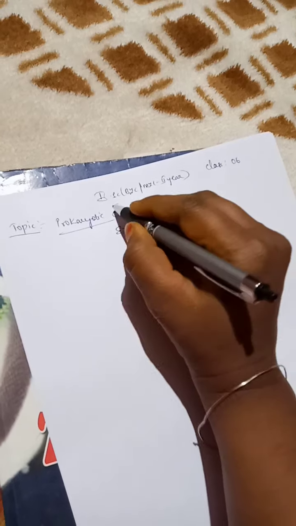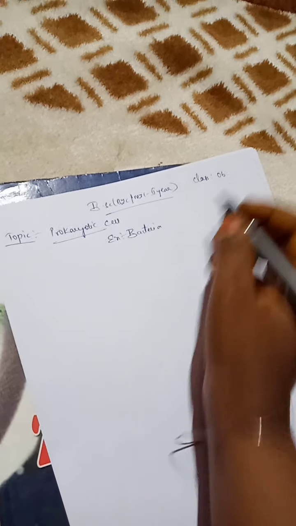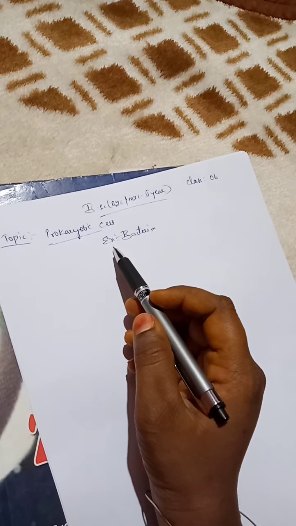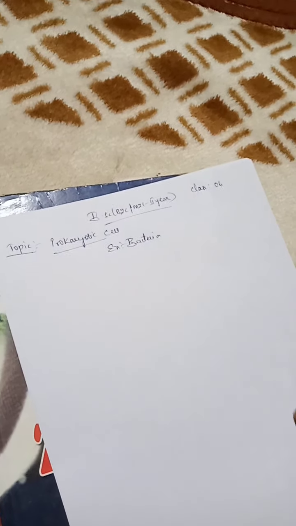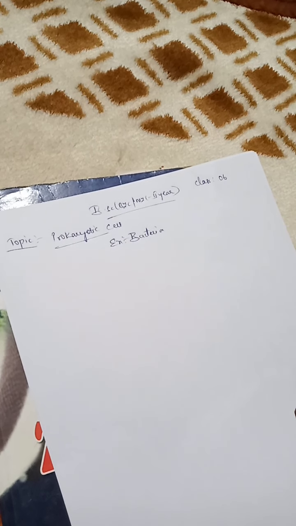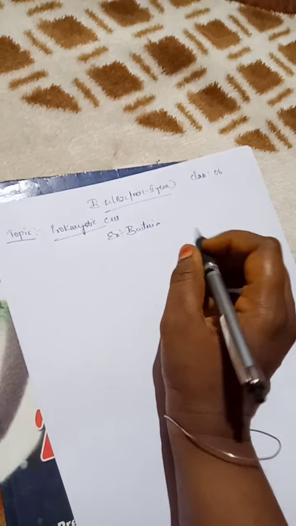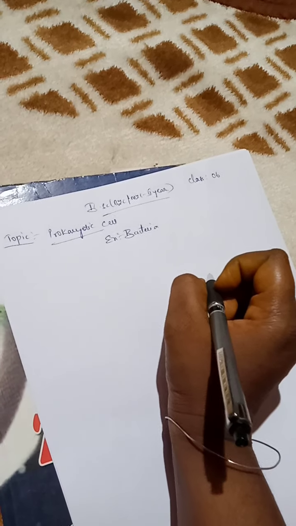So today we are going to discuss Virtual Class 6 on the topic prokaryotic cell. The best example for the prokaryotic cell is bacteria. Now we are going to discuss the bacterial cell.